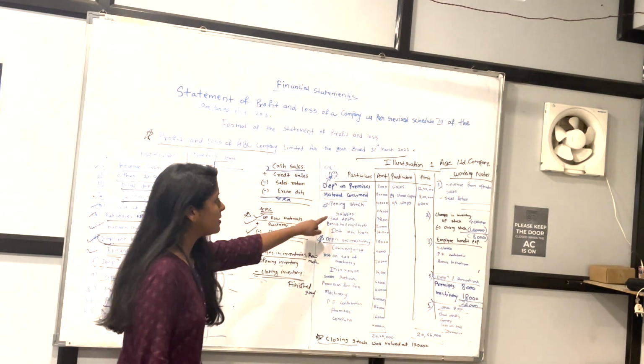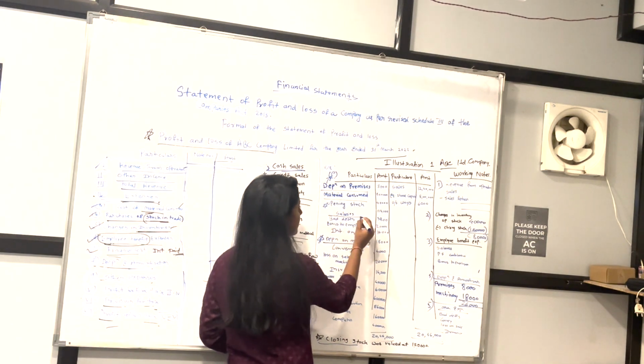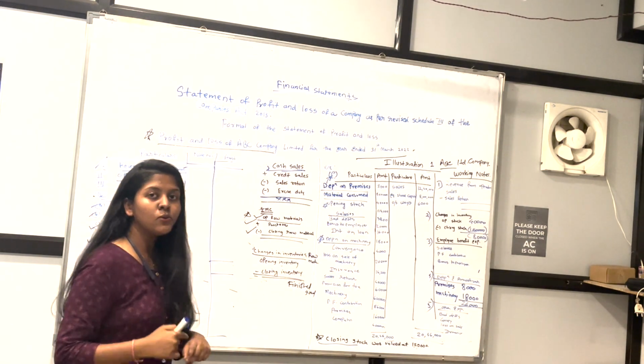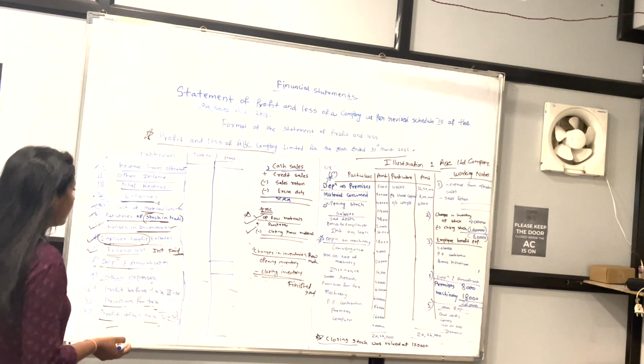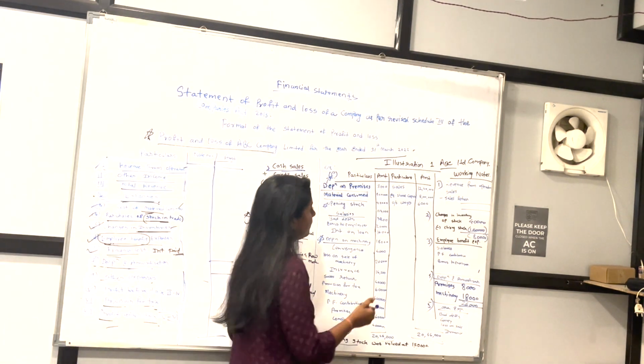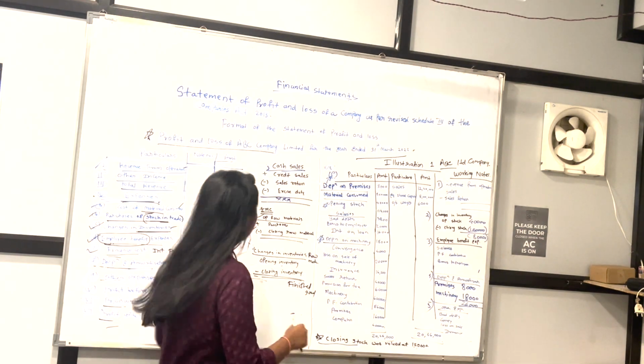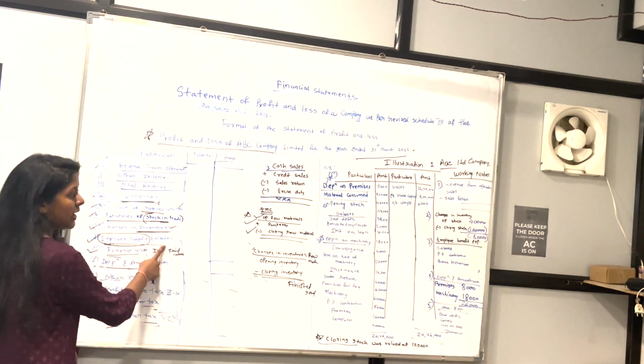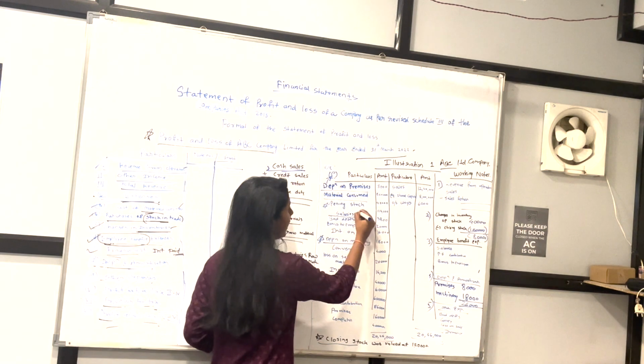Next, salaries. Salaries are paid to employees. Yes, salaries are paid to employees. So where will this go? This will go in employee benefit expenses. So salaries will go in employee benefit.